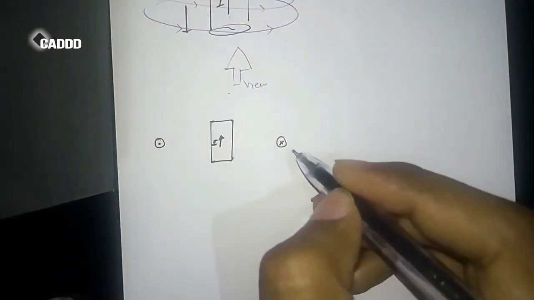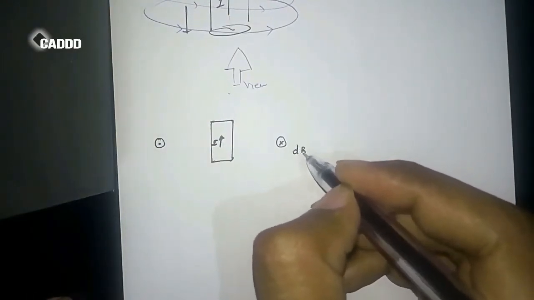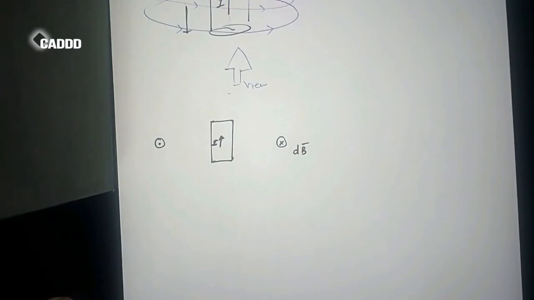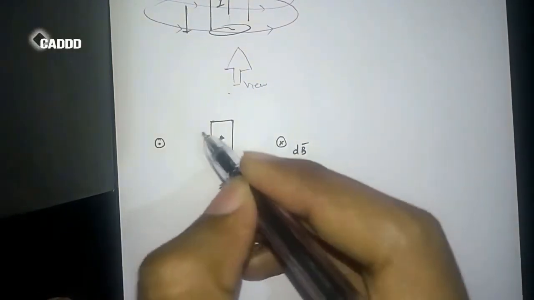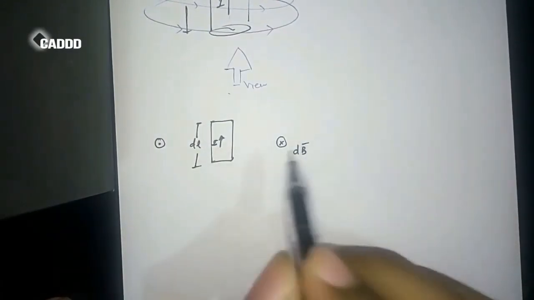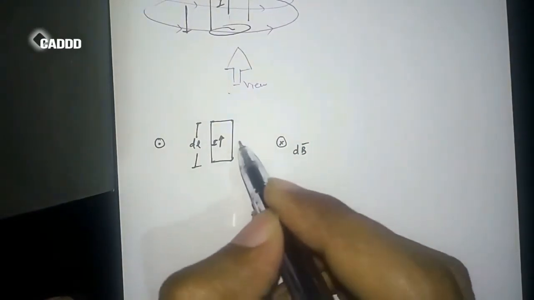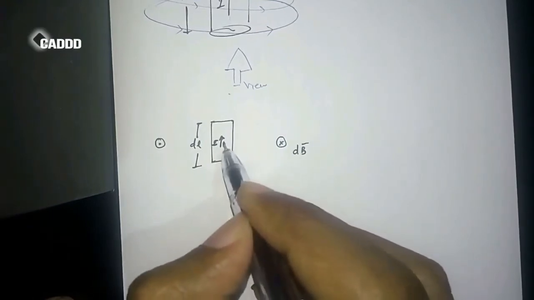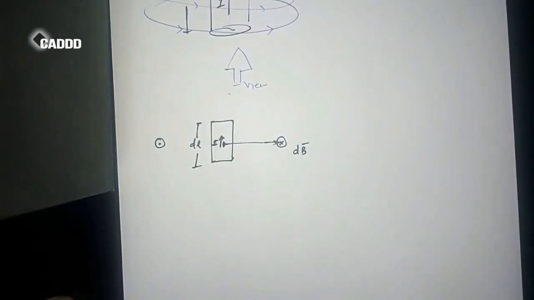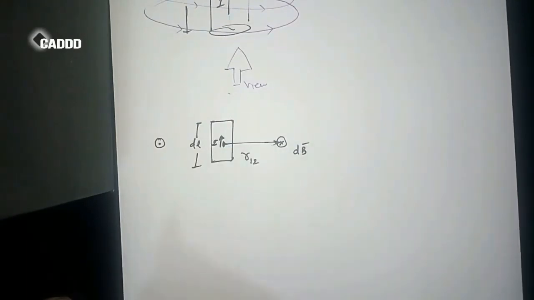So let's say this is a point where we have to measure the magnetic field density. This point we will write as dB. Because this is dl, a differential length, the magnetic field density at this point will be a differential magnetic field density, and we will integrate to get the whole magnetic field density. The distance between these points, from the center of the conductor to here, is r12, and this distance is a vector quantity, it has direction also.